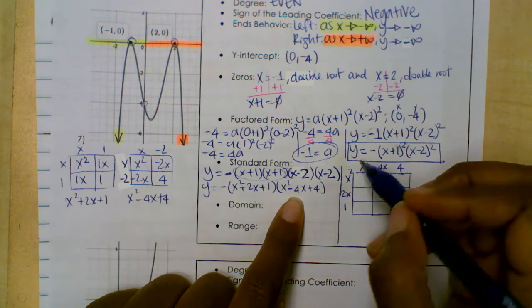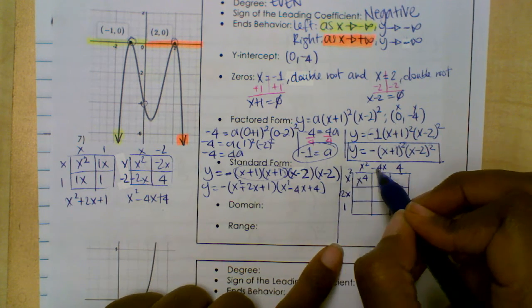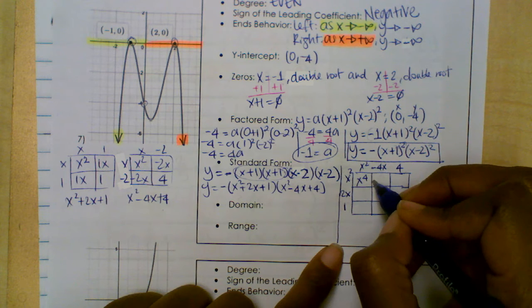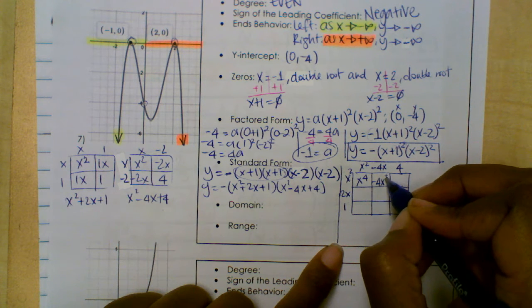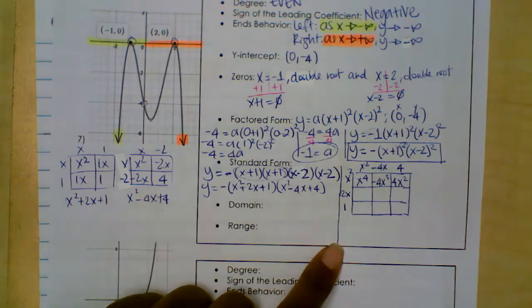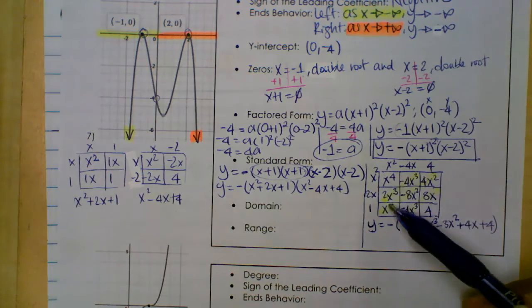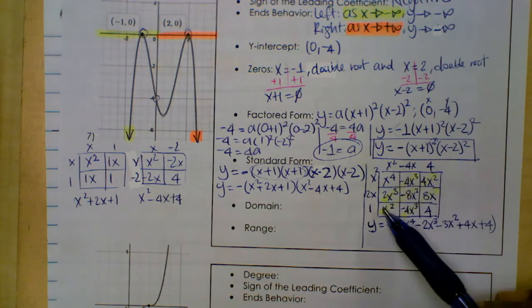And then I'm going to multiply. So x squared times x squared is x to the 4th power. x squared times negative 4x is negative 4x cubed. x squared times 4 is going to be 4x squared. And then you continue to do that. Continue multiplying. So please pause the video and multiply. Okay, I multiplied. I hope you got the same answer.